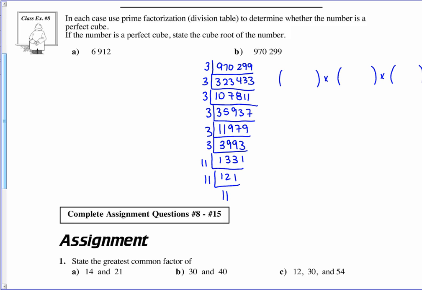Yes, because there's 6 3s, so we can put 2 3's in the first, 2 in the second, and 2 in the third. And then the 11s, there's 3 of them, so 11, 11, 11. We can figure that out in our head. What is the cubic root of 970,299? 66, right? Oh no, 99. 3 times 3 is 9 times 11, 99. That was fun.